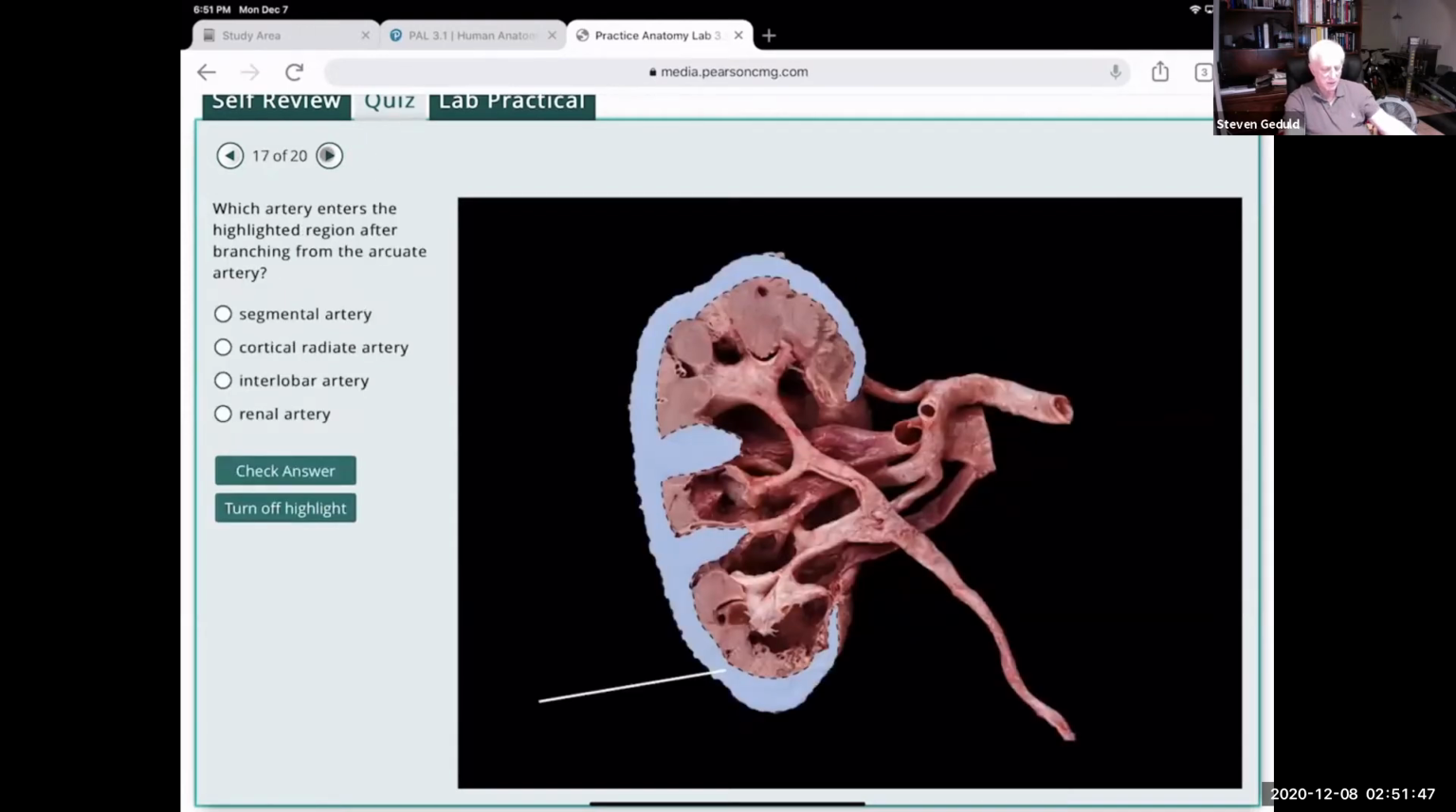Okay, this is the cortical area of the kidney, and it says, that's the outside. Right. That was a joke. Which artery enters the highlighted regions after branching from the arcuate artery? So after the arcuate arteries, what branches into the cortical areas of the kidney?